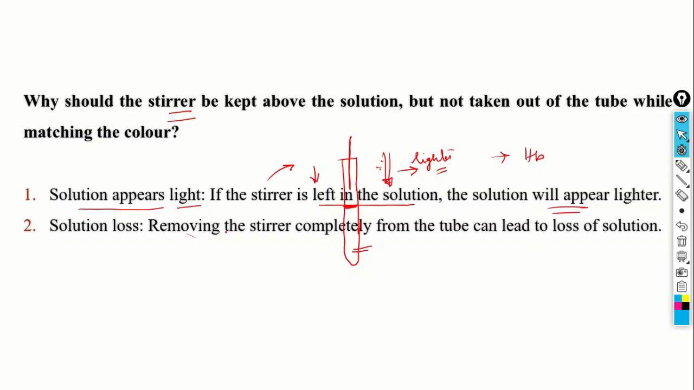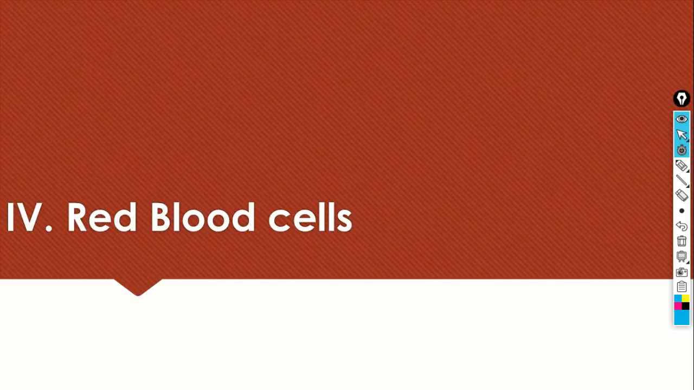Also, if you take it out, there may be a solution loss. Removing a stirrer completely from the tube can lead to solution loss. That also you have to remember, which means you are going to have a wrong value. So moving on to the RBC.